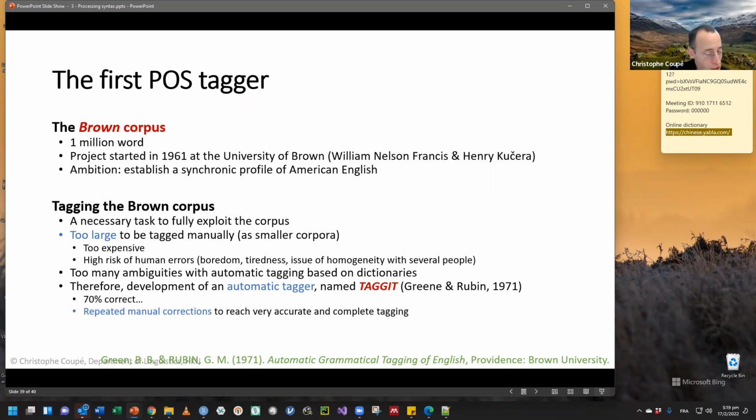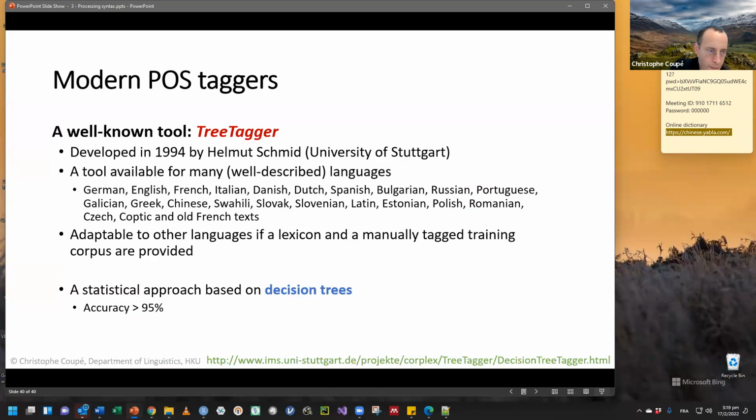So that's 50 years ago now. That's quite a long time ago. The first part of speech taggers, like Tagit. Today we have better tools. One that is very well known, from 1984 by Helmut Schmid from Germany, is called TreeTagger. And this tool was created for quite a number of languages.